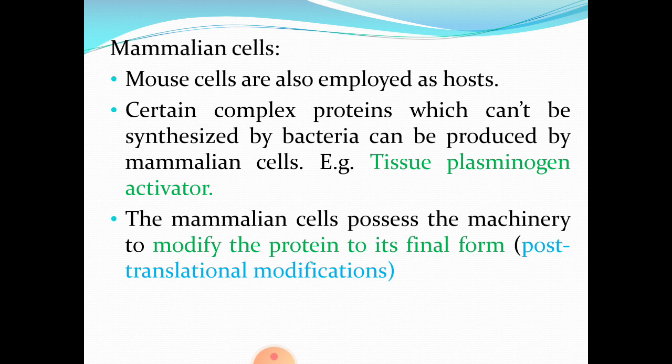See, different cell lines are prepared in the laboratory and readily kept, for example from liver. Okay, cell lines are maintained and they can be used. What is the advantage? Certain complex proteins which cannot be synthesized by bacteria, if you make use of bacterial cells as host cells, can be readily produced by mammalian cells.